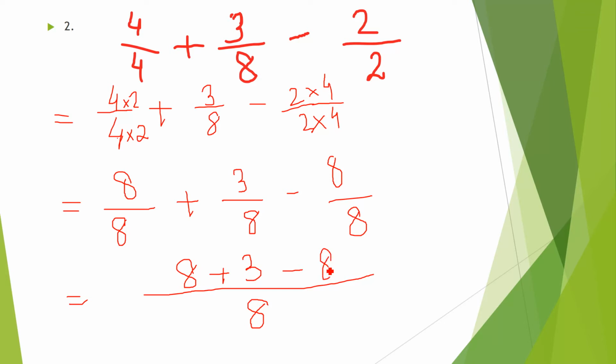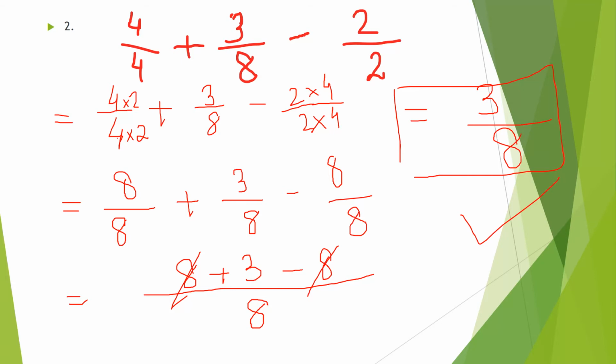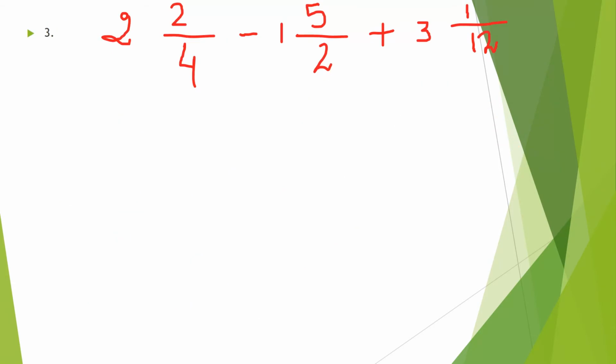So this is negative 8, this is positive 8. They will cross out each other. What is remaining is equal to 3 over 8, and 3 over 8 is improper or proper? This is proper because the numerator is lesser than the denominator, so this is the answer. One more question we will do.